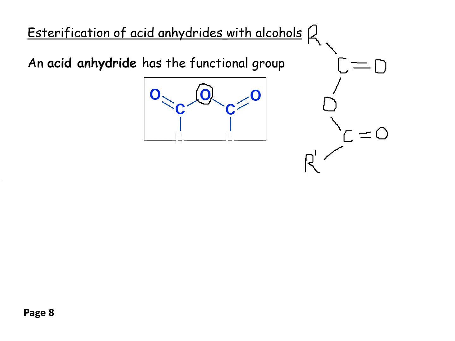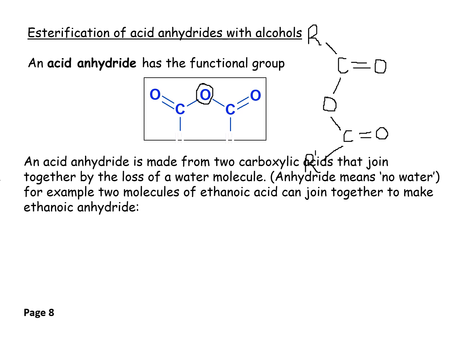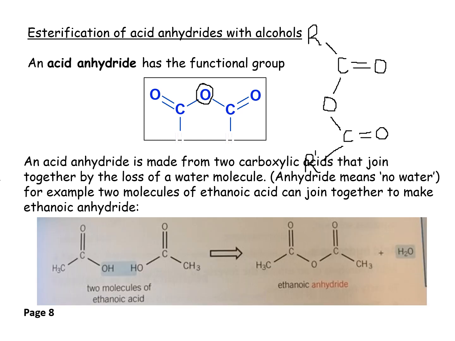It's made from basically reacting carboxylic acids together, and we remove the water. So think about this word anhydride. Okay, it's made from two carboxylic acids that join together by the loss of a water molecule. So we've met the word anhydrous before. So anhydrous and anhydride means no water. So for example, if we had two molecules of ethanoic acid, we can join those together to make ethanoic anhydride.